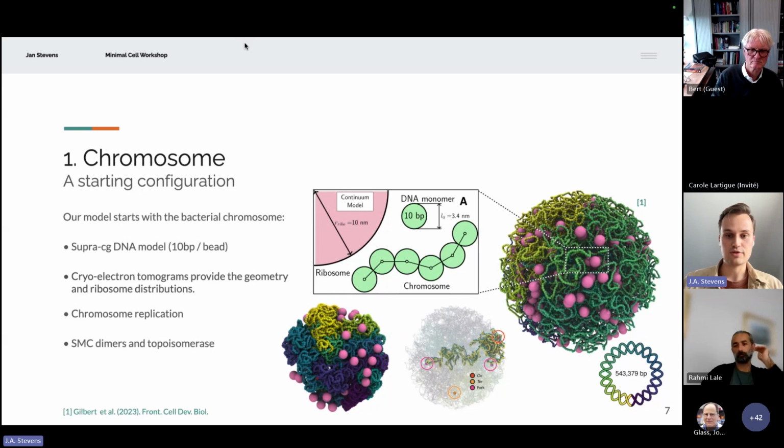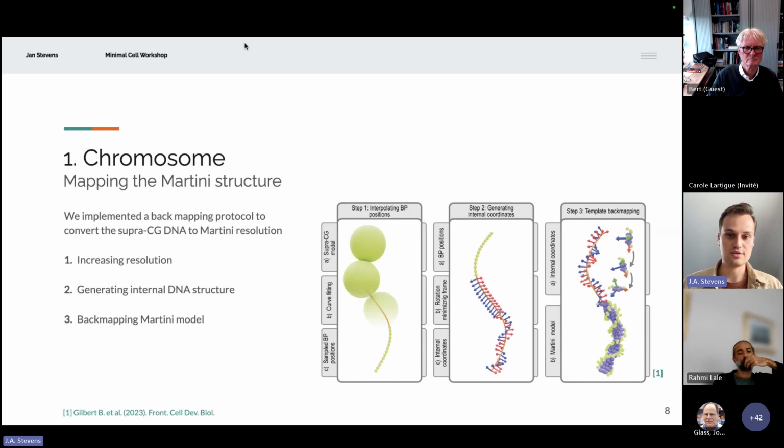The only thing we have to do is translate this type of model into the Martini ecosystem. So we have to map it to a Martini resolution, which is significantly higher or more detailed than what is shown here on the screen. We devised a protocol to do this. We interpolated all these coarse beads and scaled them up to approximately a near atomistic resolution, where we captured a nice helical structure of the DNA.